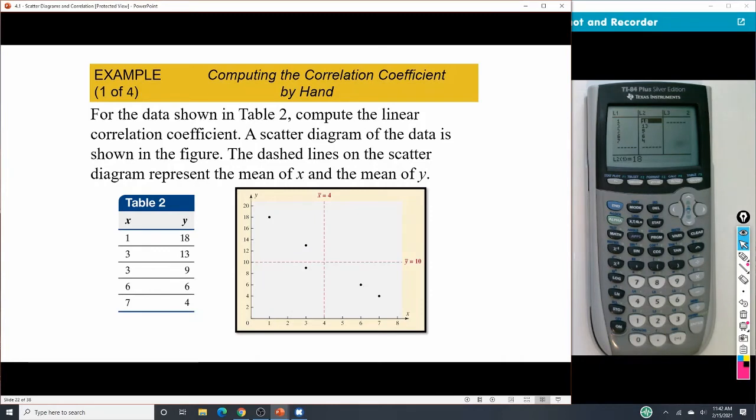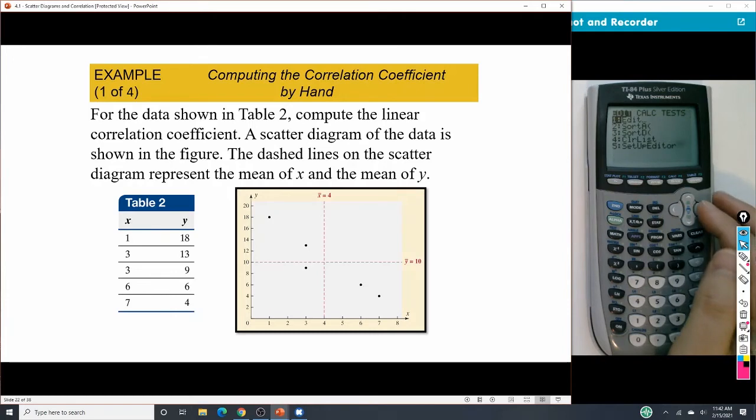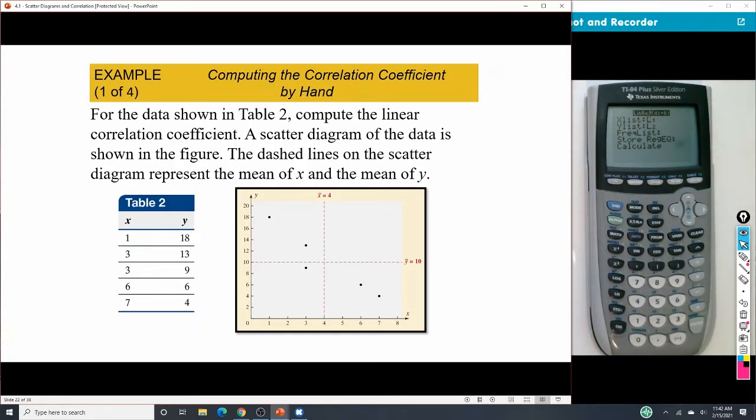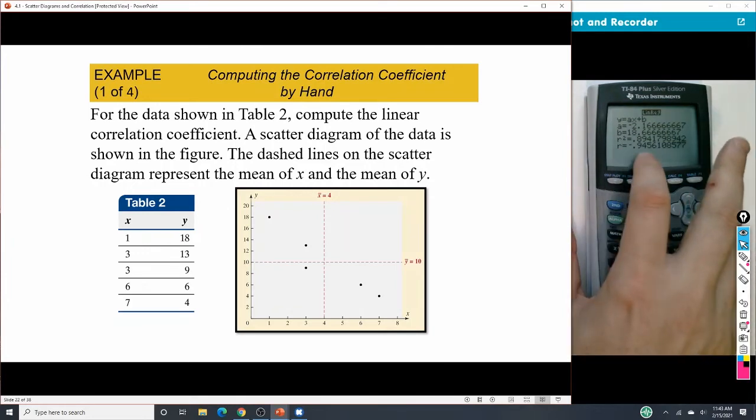Once you get those into L1 and L2, now we're going to go back to Stat, and we're going to move over to Calc. This time we're going to go down to number 4, linear regression. We want to use that, and we're going to hit enter. Now, if you're on the 83, you should just be able to hit enter again, and it's going to calculate what you need. On my 84, I've got L1 and L2 listed, so I just need to go down and calculate to get what I need there. And so we come up with an R of negative 0.9456.